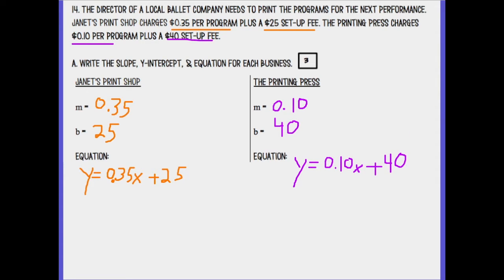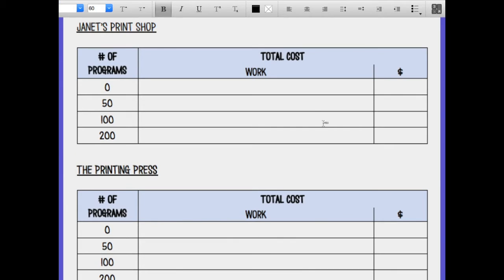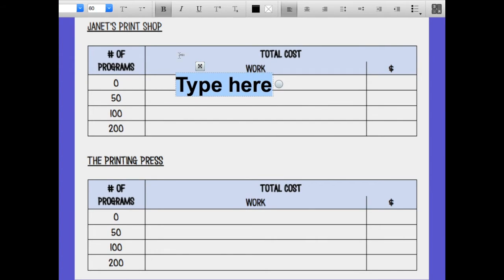Now we're going to use those equations to fill out the table here. So where it says work here, this is where I need to show what I'm doing. And you're going to use that same equation. So for this, I'm going to do 0.35, and instead of x, I'm going to use times 0 this time, plus 25.